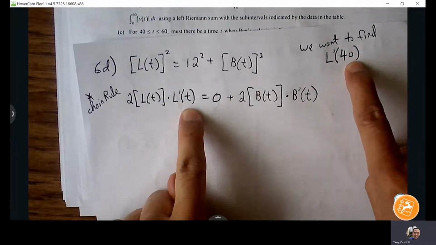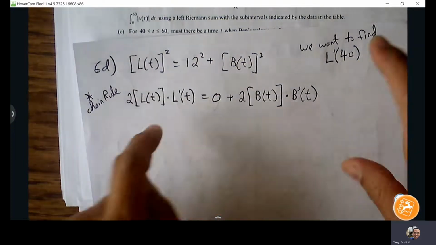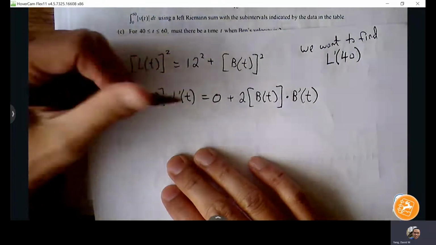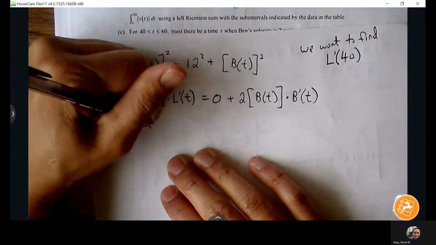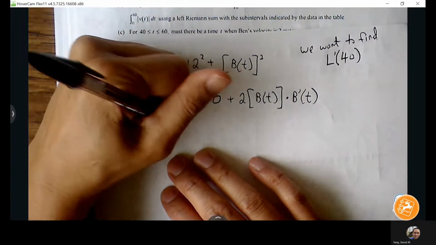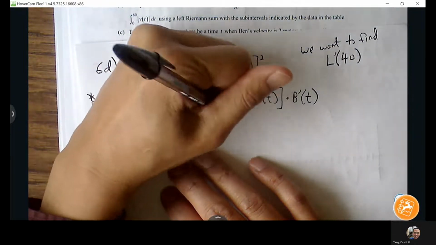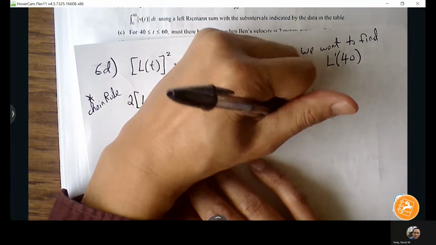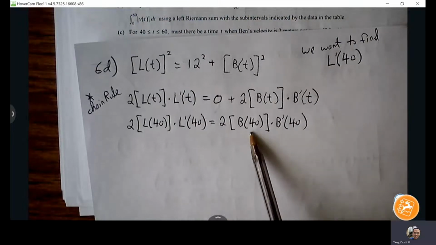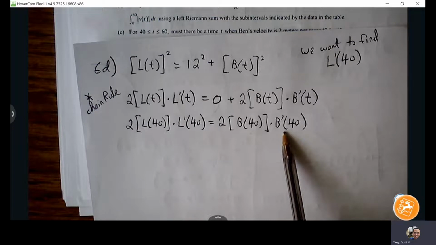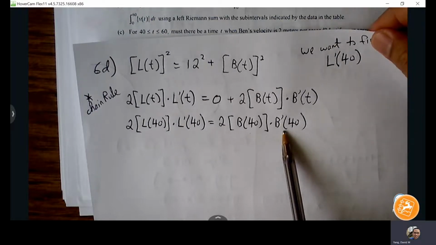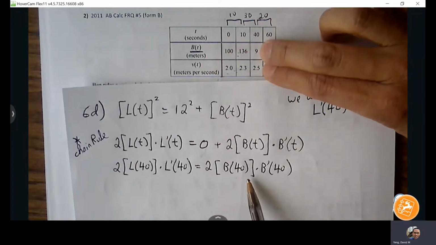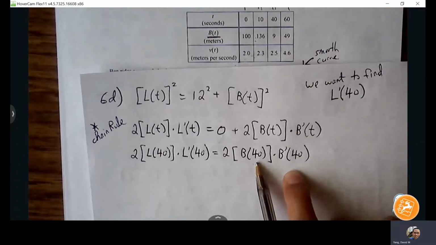All right, so we have L prime of t showing up. Let's replace every t with 40, and then let's see what information we can use from the problem to help us get these down to numeric values. B of 40 we can find from the table. How can I find B prime of 40? Yes, B prime of 40 is another word for velocity. So B prime of 40 is 2.5. B of 40 is 9, so that's good. We have 2 out of the 3 that we're looking for.